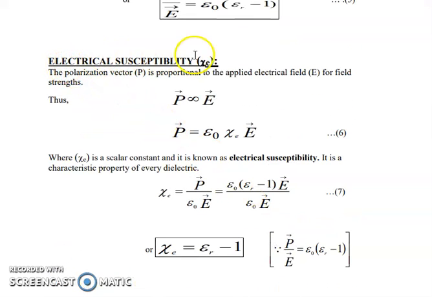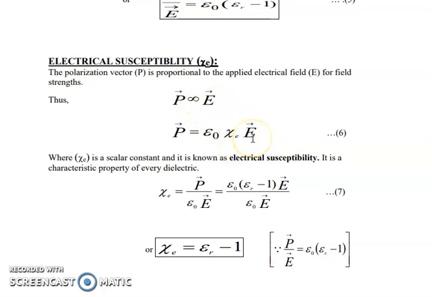Next definition is electrical susceptibility, given by the symbol chi suffix E. We know that the polarization vector is also going to be proportional to the applied electric field. Only when we apply an electric field, there is going to be dipole formation inside the dielectric. Because of the dipole formation, there is going to be dipole moment. Because of that dipole moment, we are going to have polarization vector. That polarization vector is proportional to the applied electric field E. The proportionality constant is epsilon naught chi suffix E. That alone we have to remember.